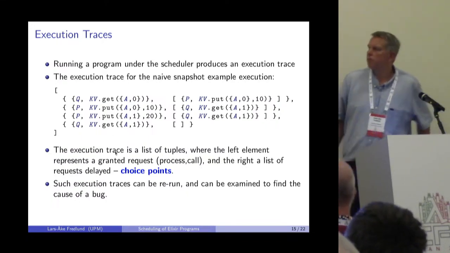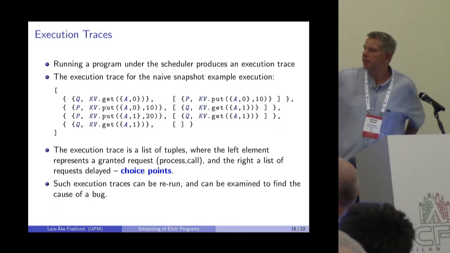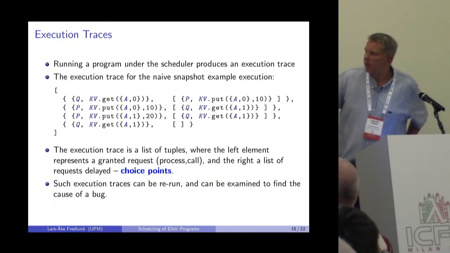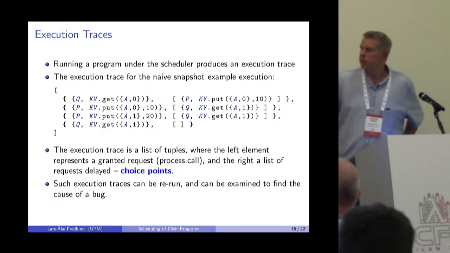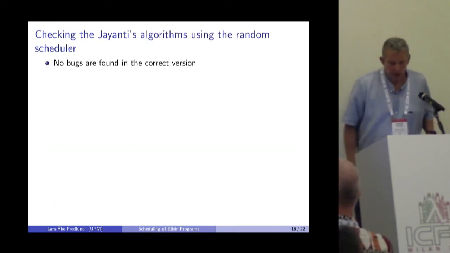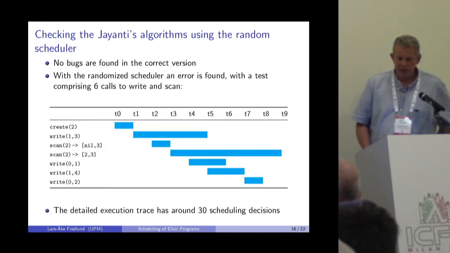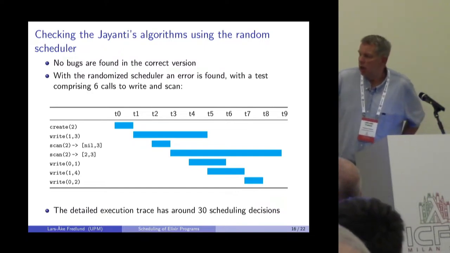And of course, we can do the classical stuff. This is a repeatable, if you will, some kind of schedule that we can run again if we want to. We can also examine it to see, well, what were really the intricate steps that caused this bug to appear, okay? So that's good news. We can check the Giantis algorithm using the random scheduler, and in the correct version we didn't find any bugs, and in the incorrect version, yeah, we find a bug after some time.